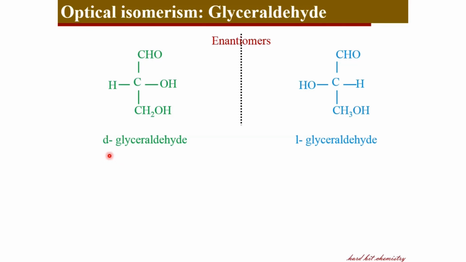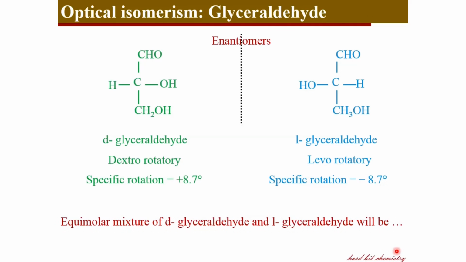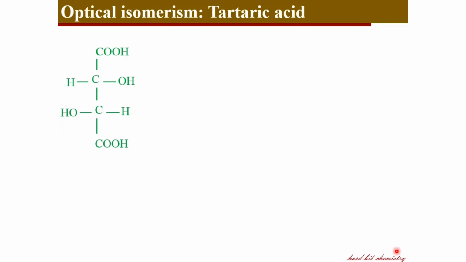And the first one, the dextro-rotatory glyceraldehyde or D-glyceraldehyde, D and L here should be in small letters. The dextro-rotatory glyceraldehyde rotates the plane of plane polarized light through plus 8.7 degrees, whereas the other one, the levo-rotatory glyceraldehyde, rotates the plane of plane polarized light through 8.7 degrees but in the opposite direction, towards the left. And an equimolecular mixture of the dextro and levo isomers will be optically inactive, a racemic mixture.